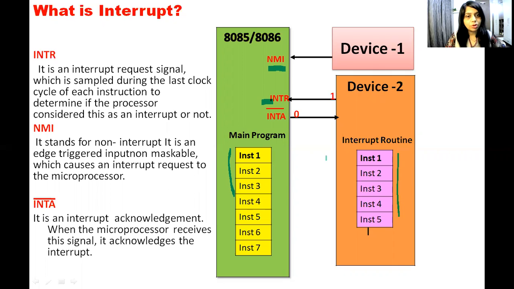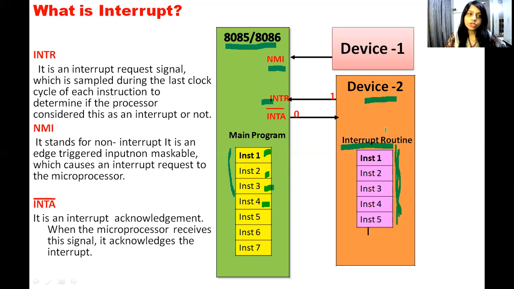That means the main program and this interrupt routine are both stored in the same memory but at different locations. Now this device 2 wants to execute this program. Assume a situation in which the processor is executing a program. Presently it has executed instruction 1, instruction 2 and instruction 3, and instruction 4 is in progress. And device 2 wants to execute its own program, which consists of a group of 5 instructions. But this is a device, not a processor, and hence it is not capable of executing this program.